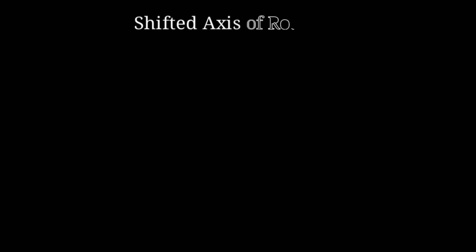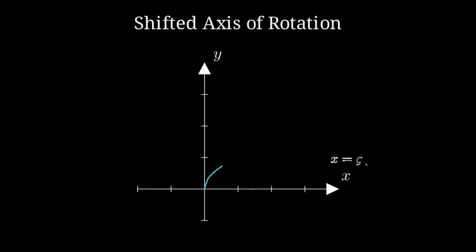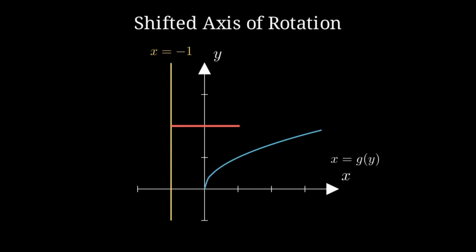What if we don't rotate around the y-axis itself, but a vertical line like x equals -1? The disk method still works, but the radius changes. The radius is now the distance from our line of rotation to the curve. In this case, we add 1 to our function value to account for the shift.